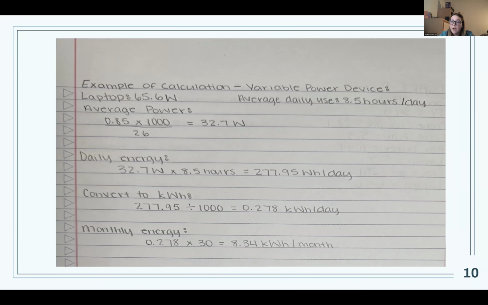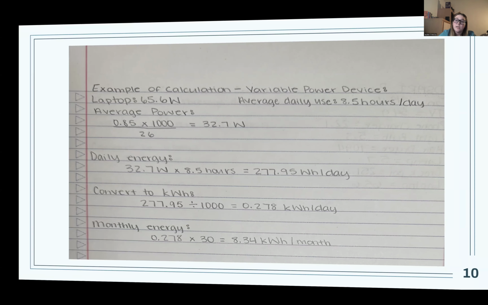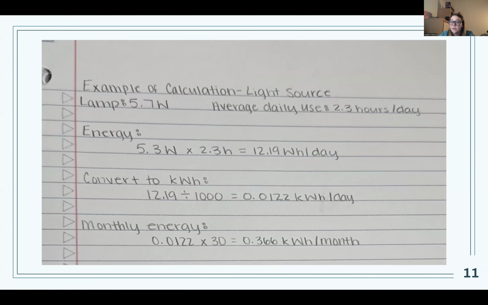Same goes for the variable power device, but for this example, I used the laptop. I calculated the average daily use, and I calculated watts, and then watts times hours, which gave us Wh per day, and then I converted to kWh, and then I multiplied by 30 again to get the monthly energy. And then the same goes for the light source, which my example was the lamp.